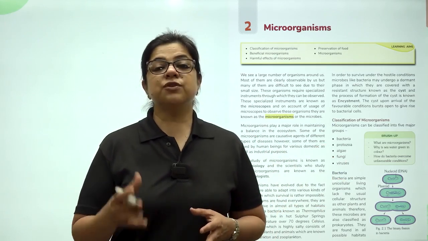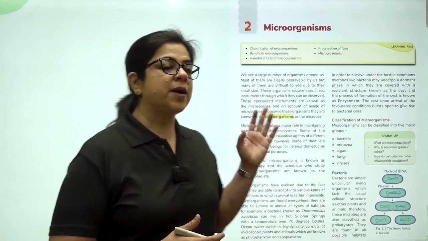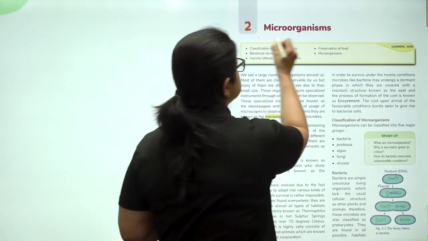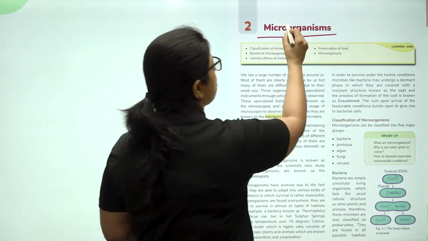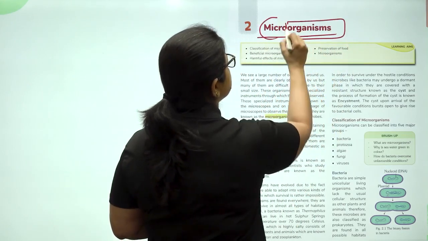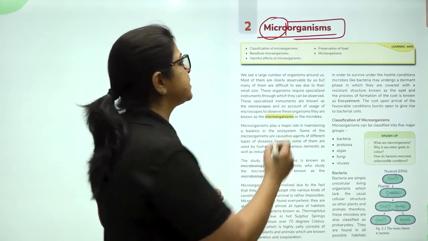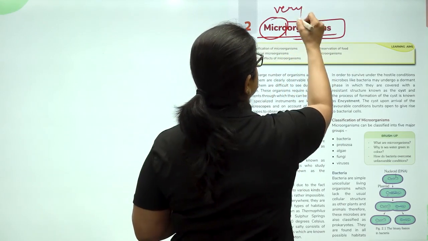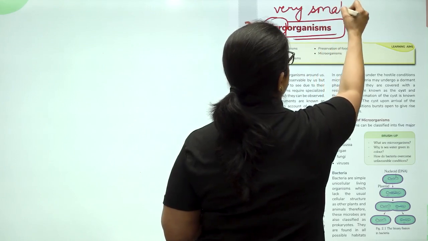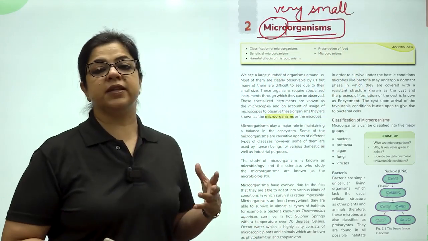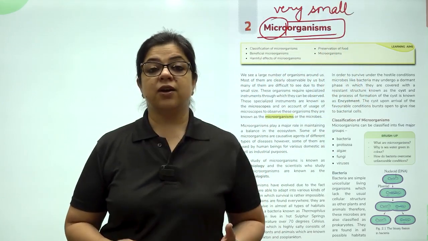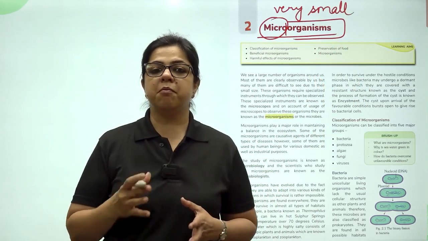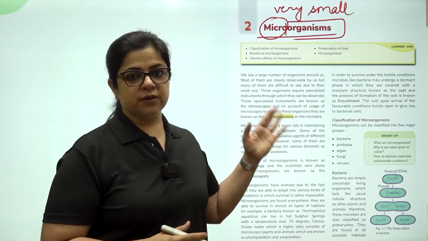So children, in this chapter today, chapter number 2, microorganisms, we are going to talk about organisms that are micro. Micro means very small. So these very small organisms cannot be seen with the help of a naked eye. What do we need? We need a microscope to observe them.